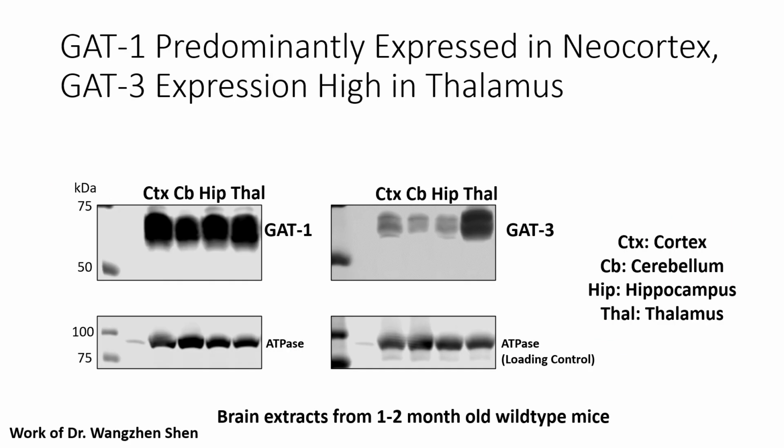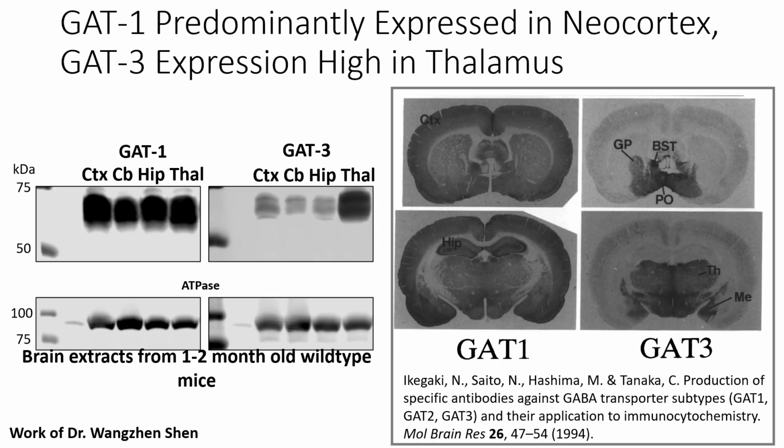This is some data from our lab. So I mentioned there are 2 different GABA transporters, GAT1 and GAT3. GAT1 is expressed, by Western blot, you can see in many of the tissues, so in cortex and cerebellum, hippocampus, thalamus, both in neocortex and other structures, expressed quite highly. GAT3, on the other hand, is expressed quite robustly in thalamus, but not very highly in some of these other regions, like the neocortex. And so this is data from our lab that Dr. Wang Zhangshen got. And then this here is data from a paper previously published by other authors showing immuno.